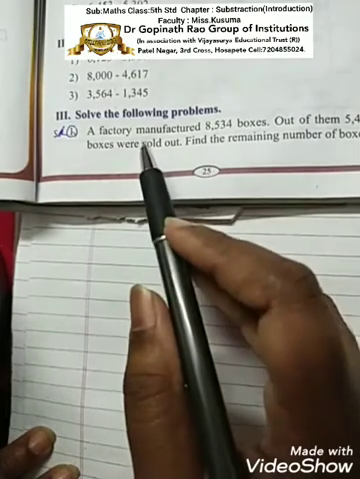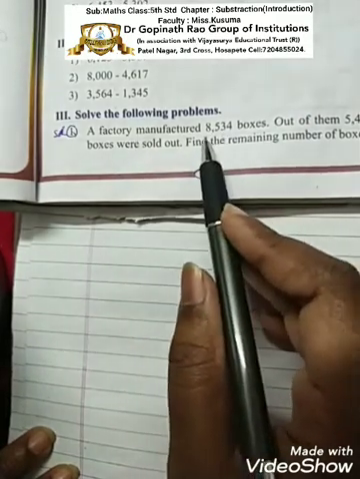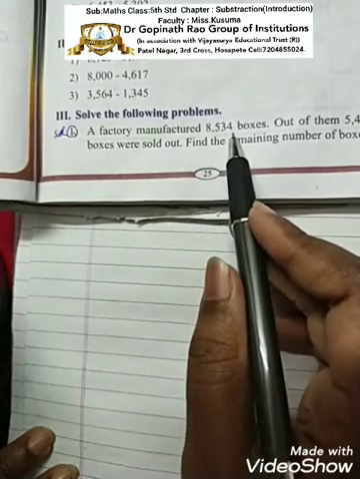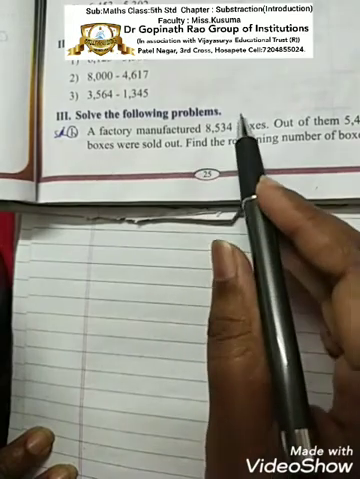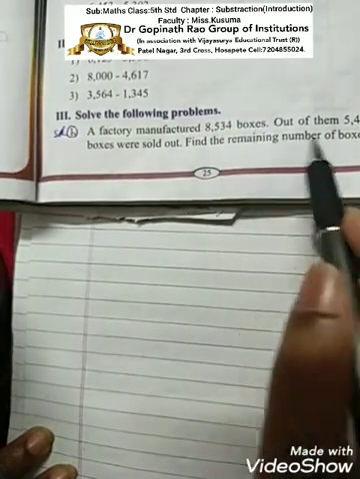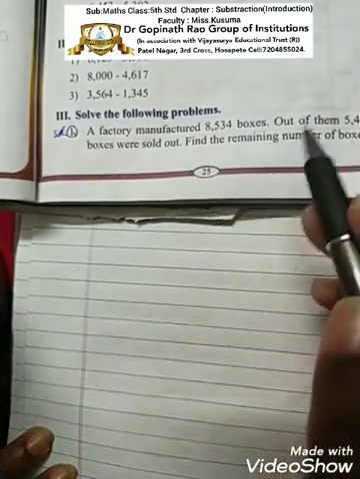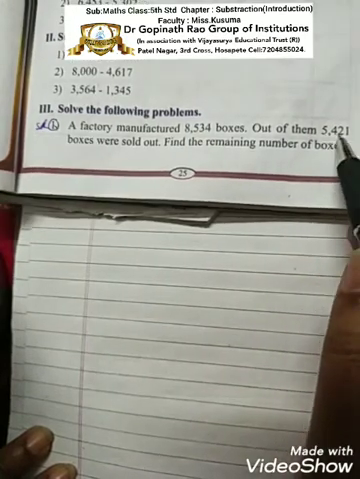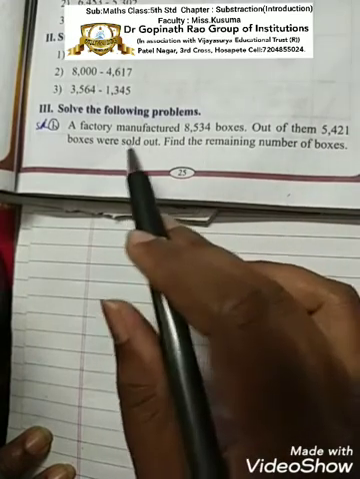Okay, here a factory total how it has manufactured how many boxes, 8,534. Out of them, in this total number of boxes, how many have been sold out? How many have been sold out? That is 5,421 boxes were sold out.